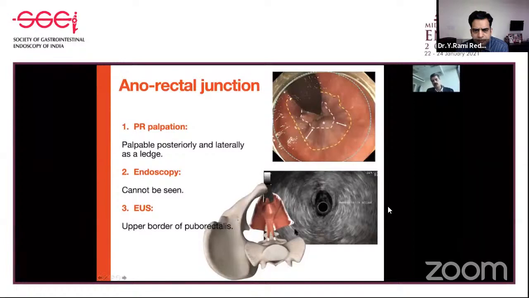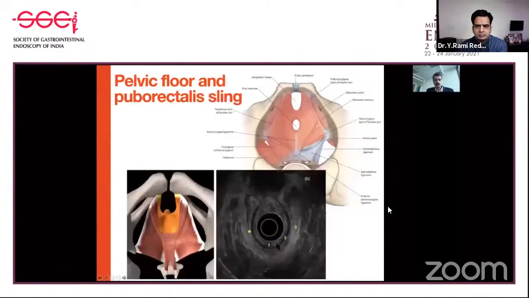So this is the puborectalis sling. And this is an inverted image of the pelvis, where you see that this is the puborectalis sling. Puborectalis sling, puborectalis sling. And this is how a puborectalis sling looks. This shows you the anatomy of the anal canal.